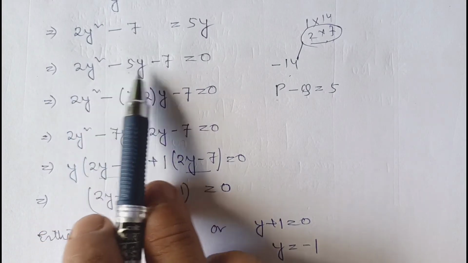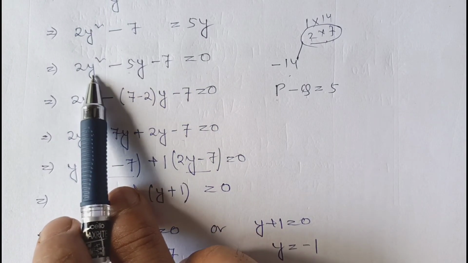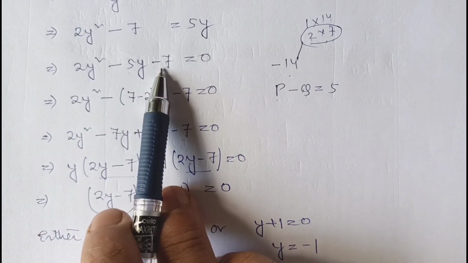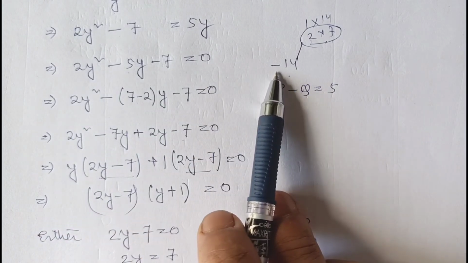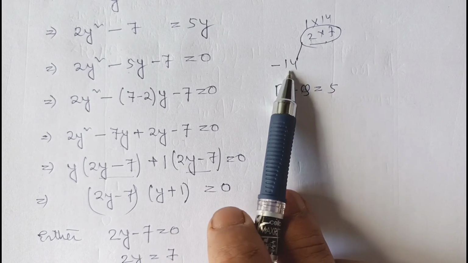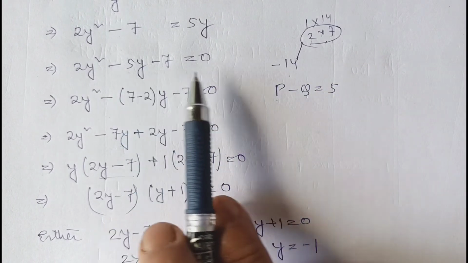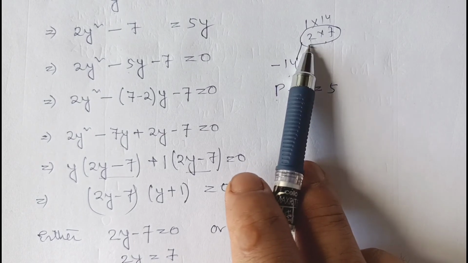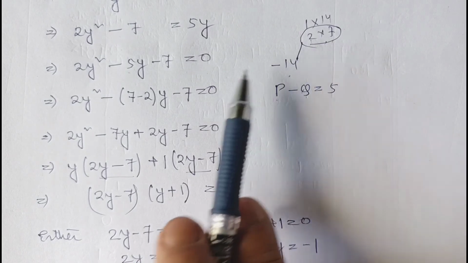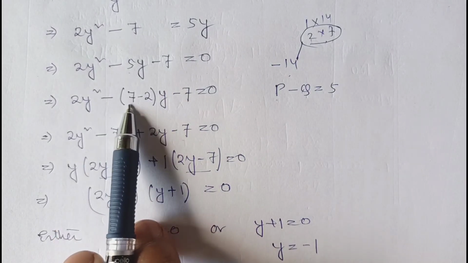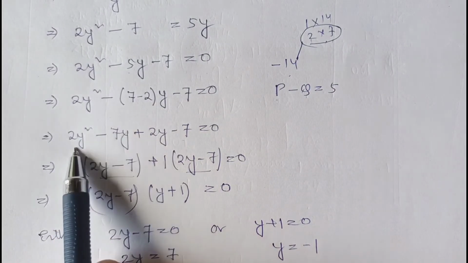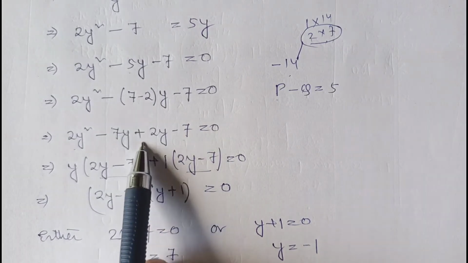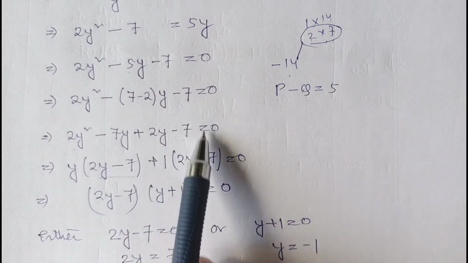Now we have to go for middle term factorization. If we multiply the coefficient of y square with the constant part, it will be 2 into minus 7, which is minus 14, and since it is negative, we need two numbers whose difference should be 5. Now 14 can be written as 1 into 14 or 2 into 7. Since 7 minus 2 is 5, instead of 5 we are going to write 7 minus 2. So it will be 2y square minus 7y plus 2y minus 7 equals to 0.